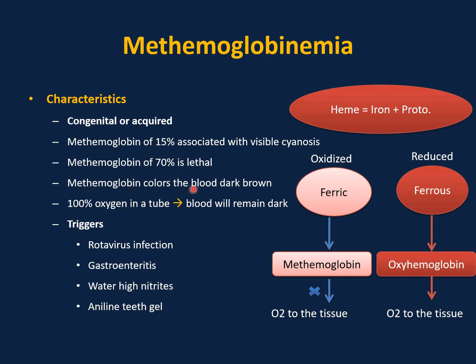Methemoglobin will make the blood color dark brown. So an easy bedside test is to expose a tube of dark blood to 100% oxygen. If it changes to a lighter color, this is not methemoglobinemia. If it remains dark, this means the tube contains methemoglobin. The triggers for that: infection like rotavirus infection, gastroenteritis, water high in nitrites, and aniline teething gel.